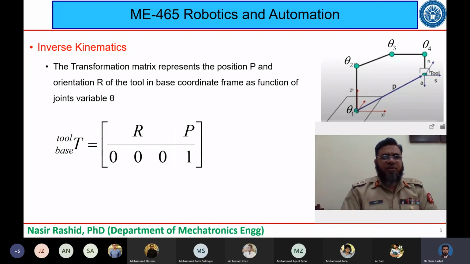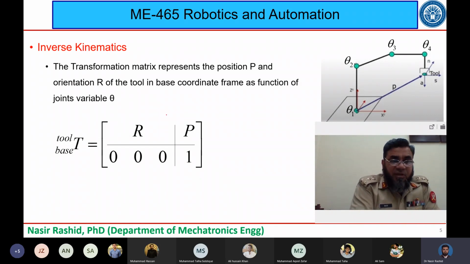So the transformation matrix which represents the point, the position P and orientation of the tool in the base coordinate frame as a function of joint variables, is given by this. We are familiar with this. This is the transformation of base with respect to tool. So this is known to us, and we know that this is a function of thetas or joint variables, and this is a function of x, y, and z, which gives us the position. And we have talked about it earlier.